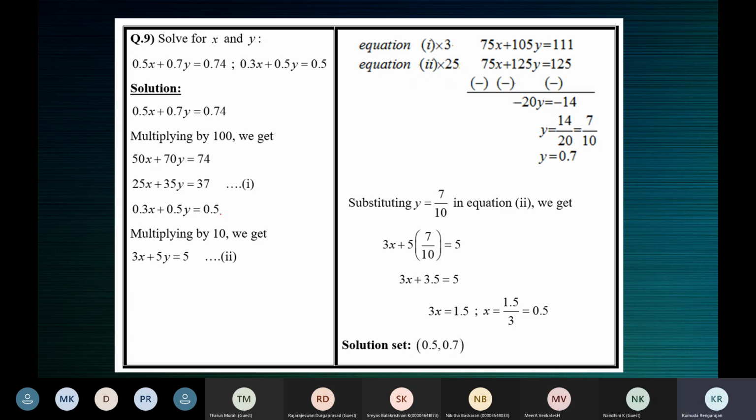Now like that, take up the second equation. Here there is 1 decimal place everywhere, so it's enough to multiply by 10. It's not that if you multiply the first equation by 100, you should multiply the second one also by 100. There's nothing like that. Both are independent.